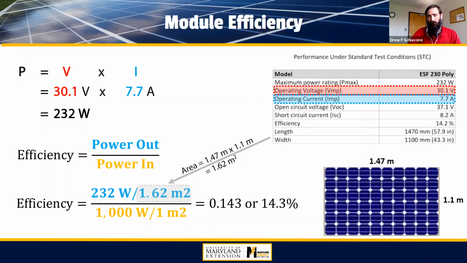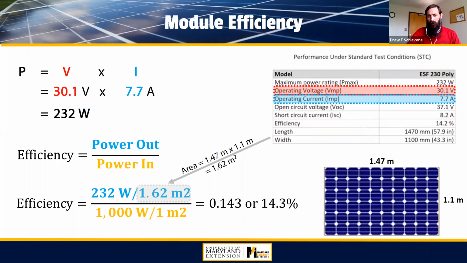Okay, so in this case, I have the chart right from the back of the PV panel. In this case, the power is already specified as 232 watts, but you can check their math just by multiplying the voltage times the current. So 30.1 volts times 7.7 amps. Sure enough, that's the power they're reporting. And again, that's at standard test conditions, as noted on the spec sheet. Step two then is to look at the efficiency.